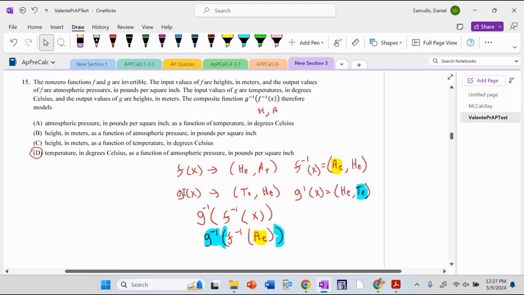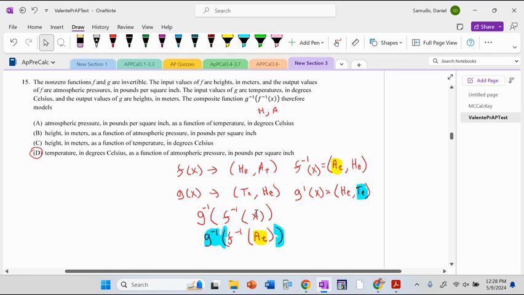G of x then is temperatures input, temperatures, TE, in degrees Celsius. Output values are heights again, HE in meters. When I find the inverse of this, I switch these. So then they ask, what does the inverse of G of the inverse of X represent?